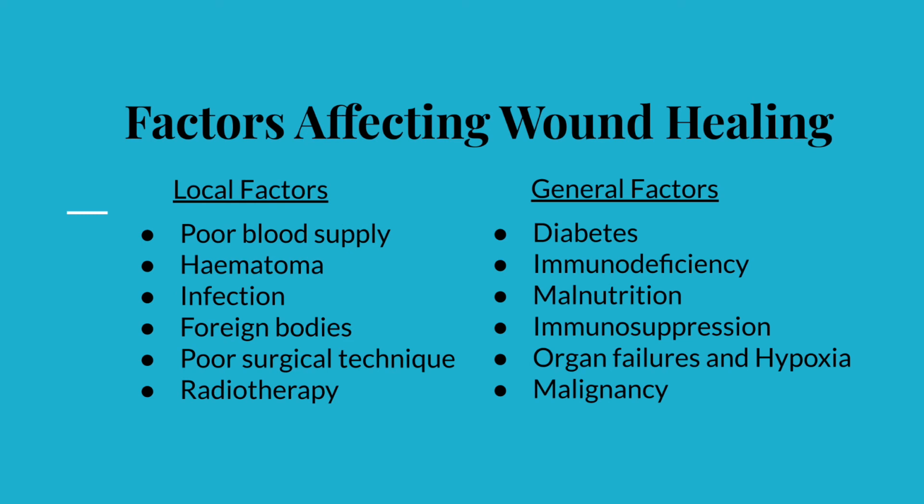We now move on to the different factors that could affect the process of wound healing. Personally, I would like to divide them into local versus general factors. In the case of local factors, as we can see here, poor blood supply, presence of hematoma, infection, and foreign bodies are the main local factors which could affect wound healing.